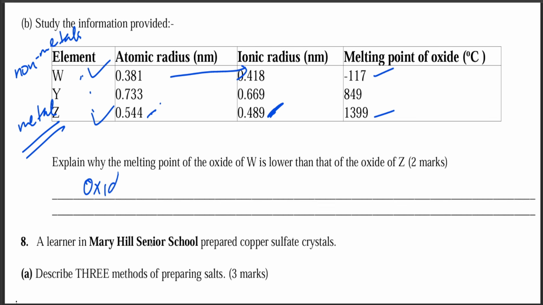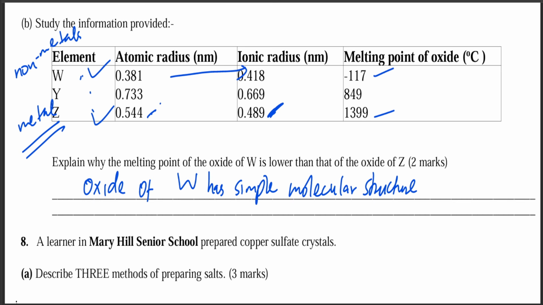So oxide of W has simple molecular structure, ndo maana melting point yake iko chini, while that of Z has giant ionic structure. Tunaona rahisi sana. Let's go to question 8.